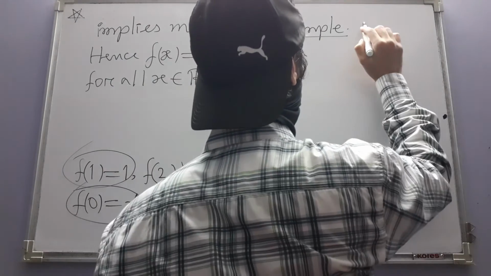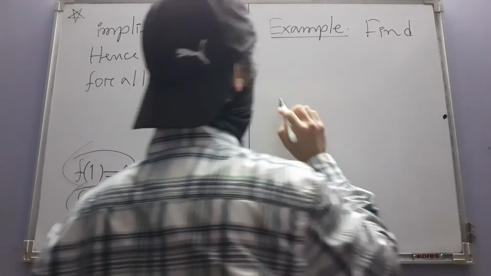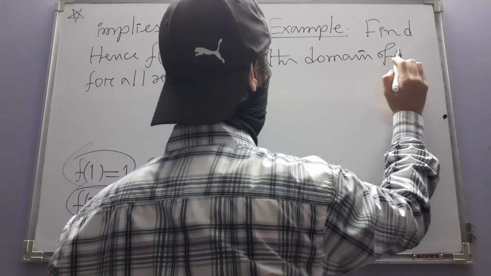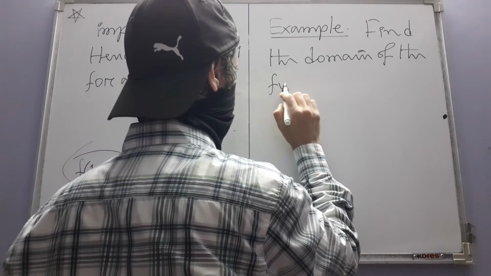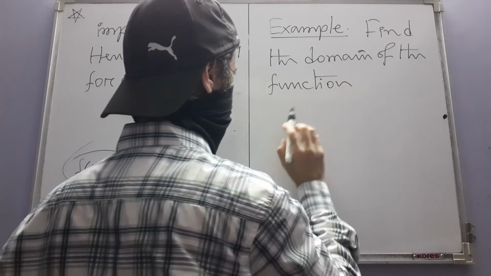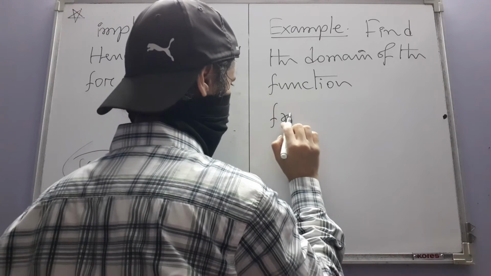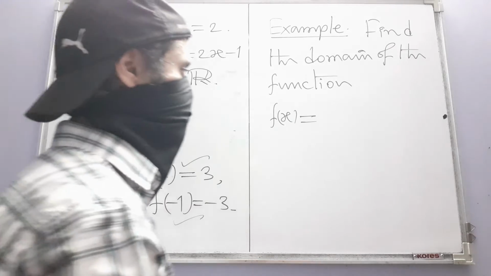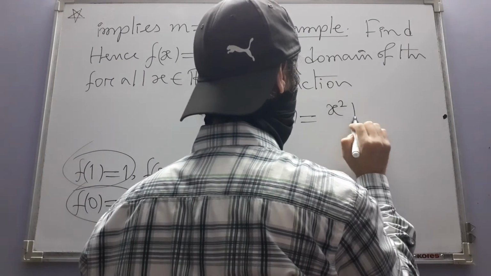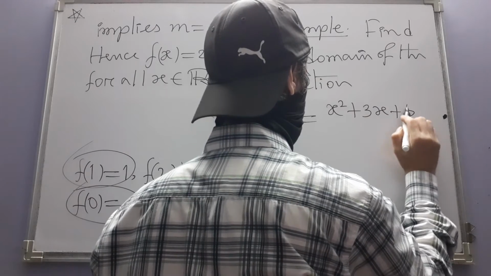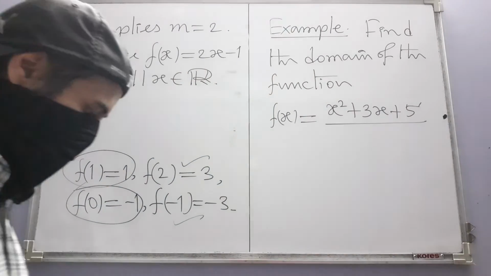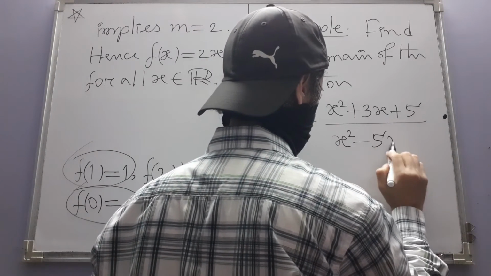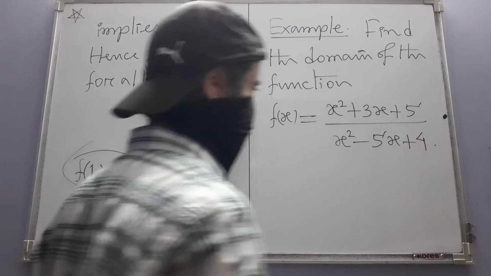Find the domain of the following function. So the function is x square plus 3x plus 5 divided by x square minus 5x plus 4.